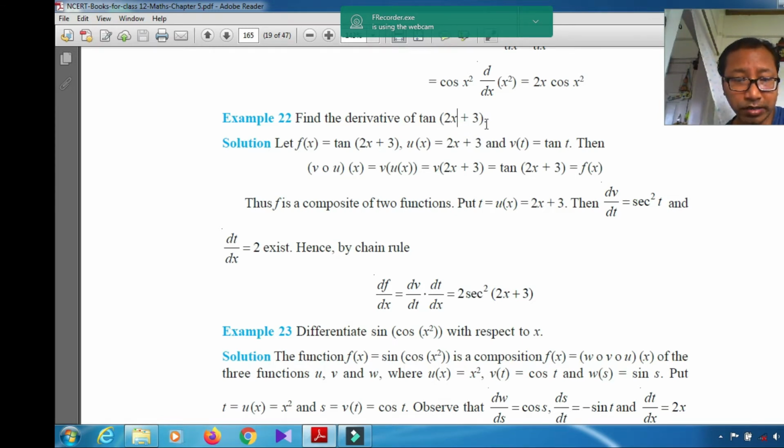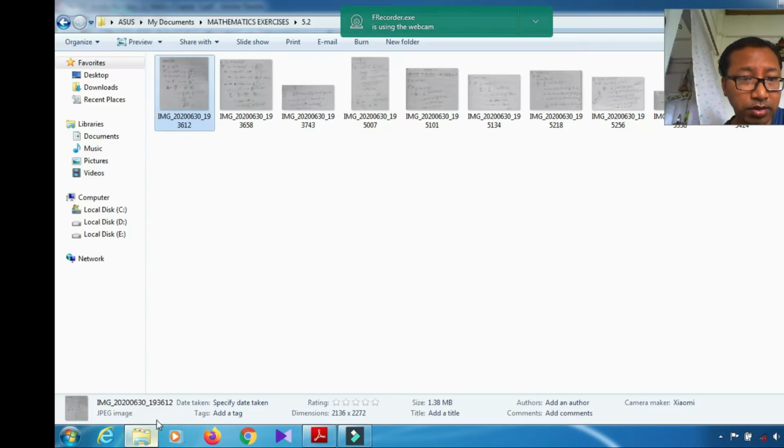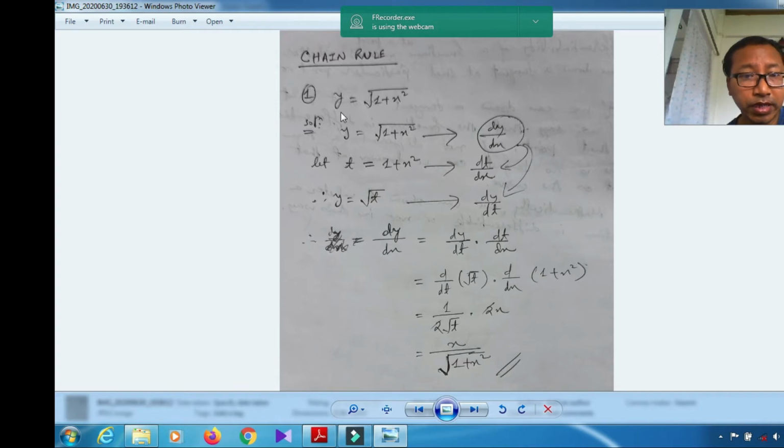In order to make you understand, I have chosen some examples for you so that the application of chain rule is much easier for you. The first question I have chosen is to differentiate this function y equal to root over (1 plus x square). As it is a function of y and x, here x is the independent variable and y is the dependent variable. That means we have to find dy by dx.